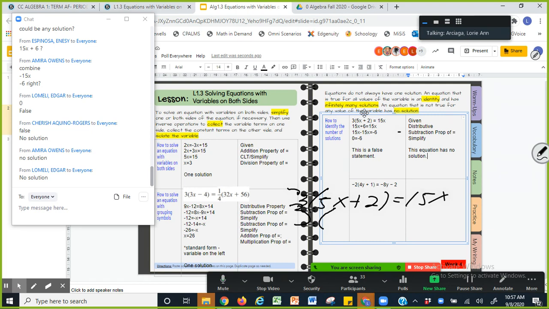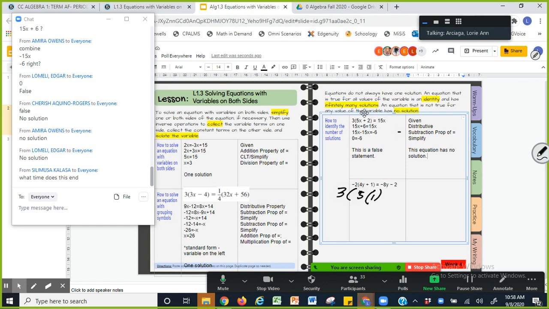Okay, that should be positive. Again, if I substitute 1 for x, don't copy this, I'm just trying to figure it out. So 5 plus 2 is equal to 15 times 1. 5 times 1 is 5, plus 2, that's 7. And this becomes 15. Again, this is false, right? So whatever number you plug in, it will be false.